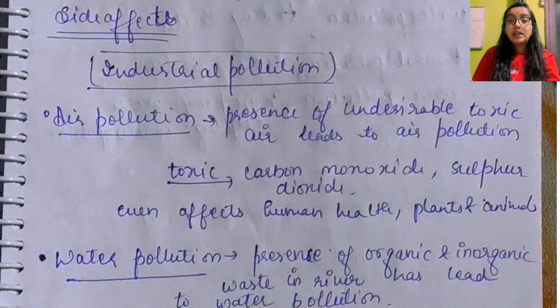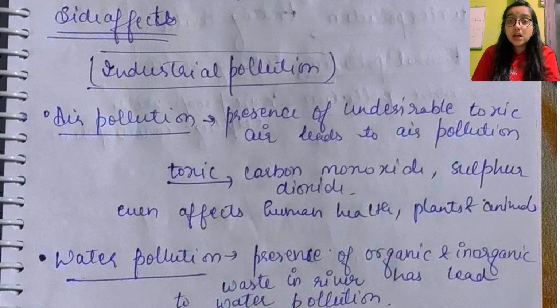I hope it's clear. Now the last but not the least topic of this chapter: the side effects of these industries. We have learnt about the significance, the application and the importance of such industries, but they do have some side effects on the environment, on the people, on the animals, on the plants, all over the country. So let's study a few of them.